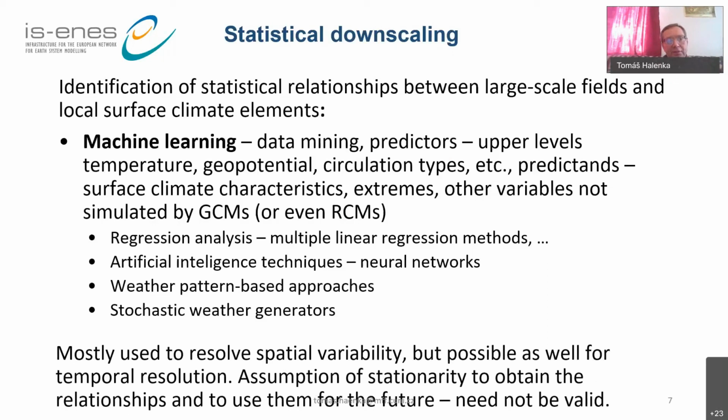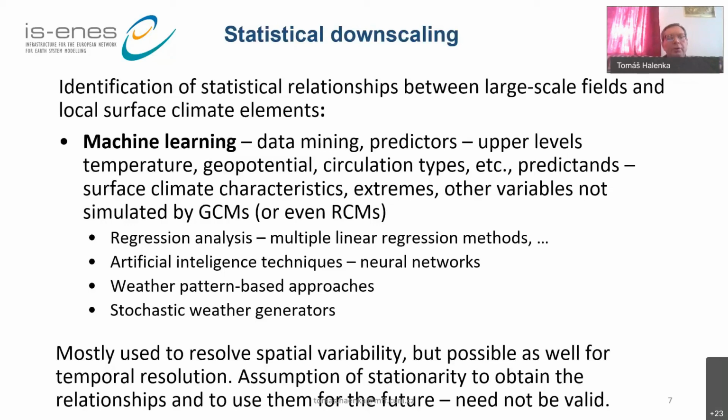So the method of statistical downscaling is mostly used to resolve spatial variability, but it can be used as well for temporal resolution. There is quite an important assumption of stationarity to obtain the relationship. Even for that, you need some kind of stationary data, because if you have some, say, oscillations there, you won't get so strong a relationship.